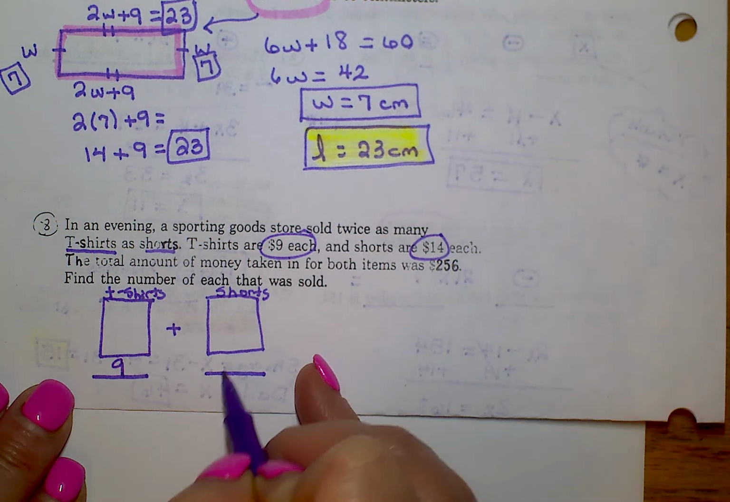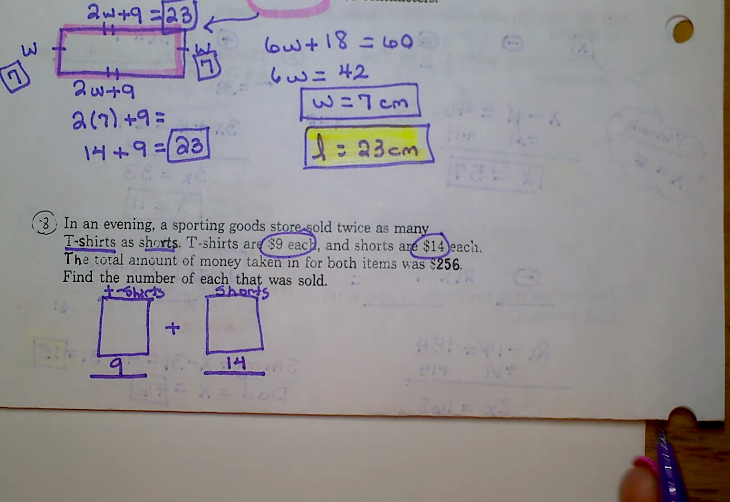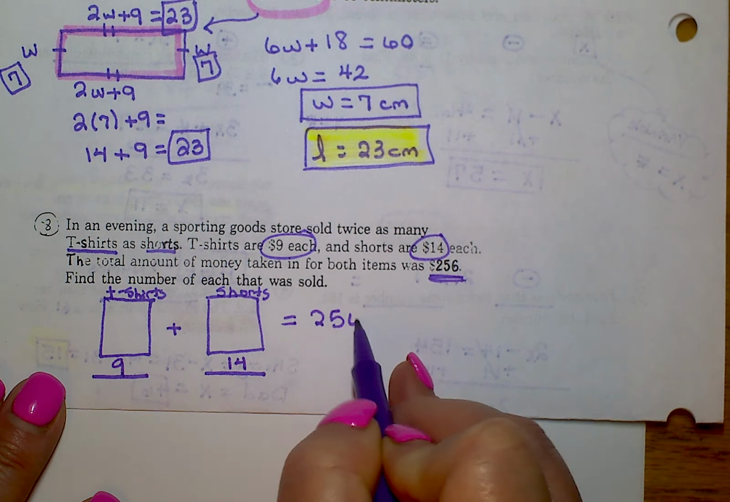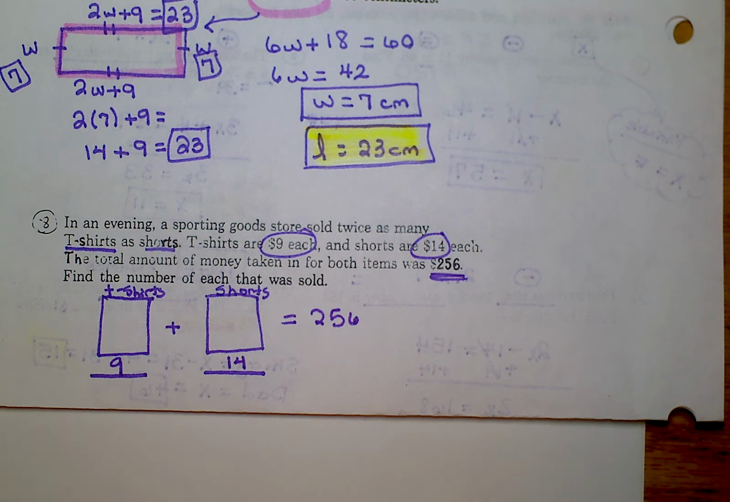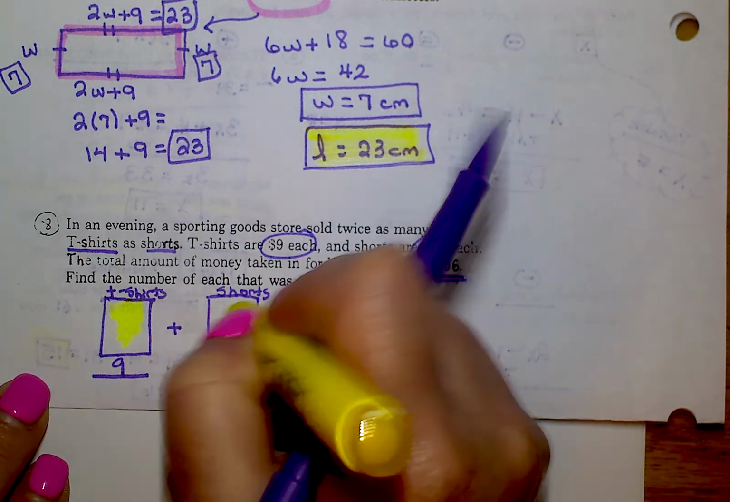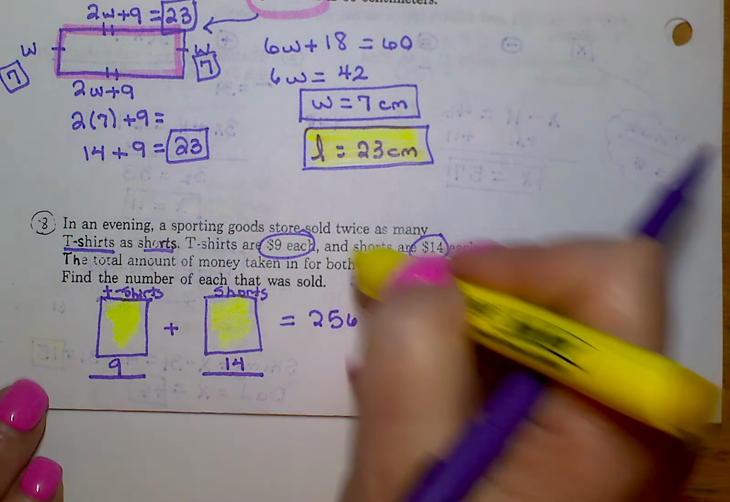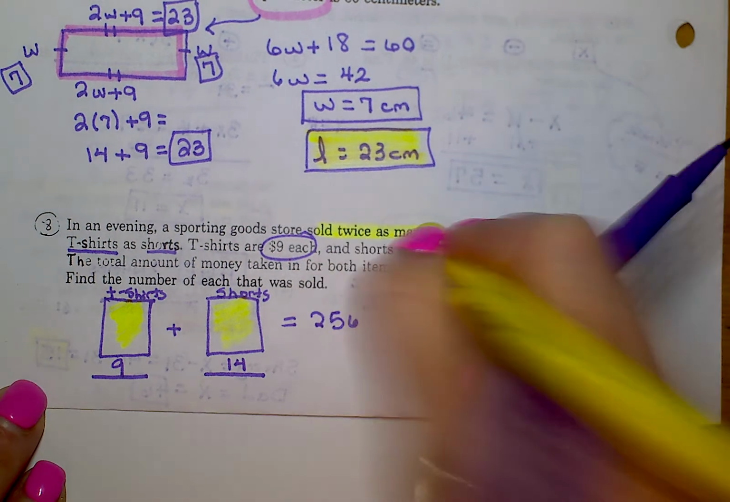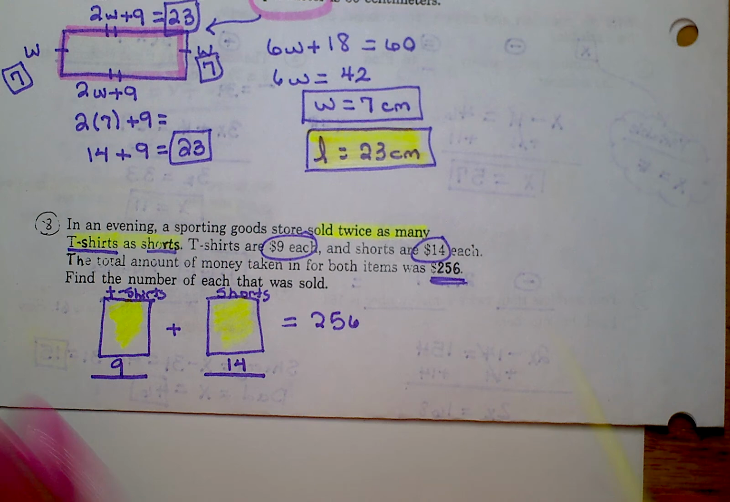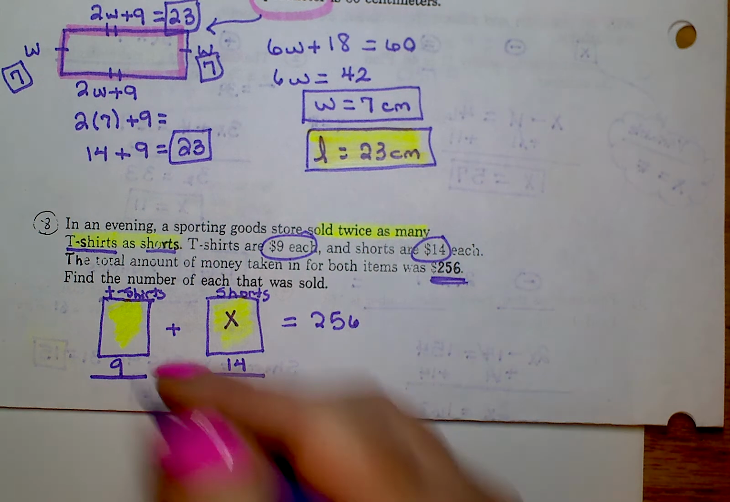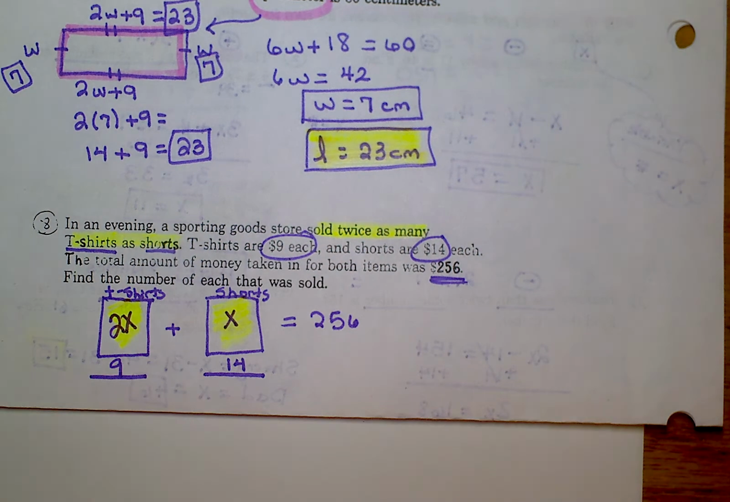Shorts are $14. And it's always going to equal what your total is. So it's got to balance to give you $256. Now, inside this, you have to look at the difference between the t-shirts and shorts. So they sold twice as many t-shirts as shorts. So I don't know how many shorts were sold, but I know there would be twice as many t-shirts.